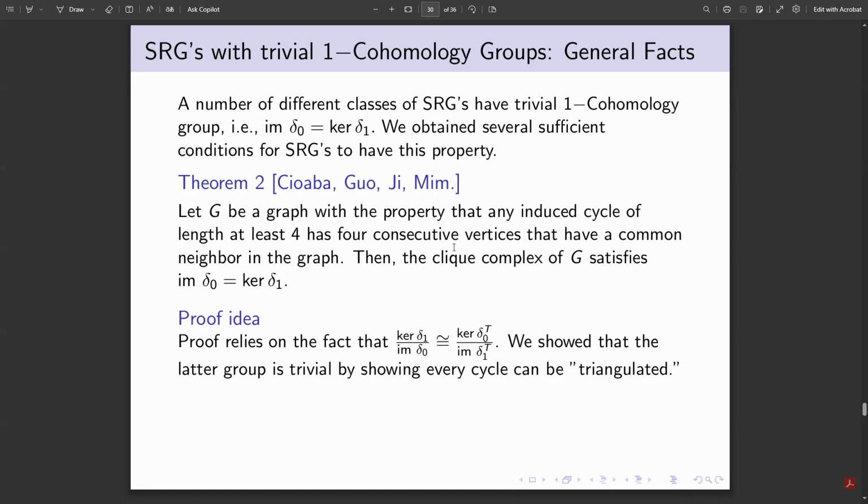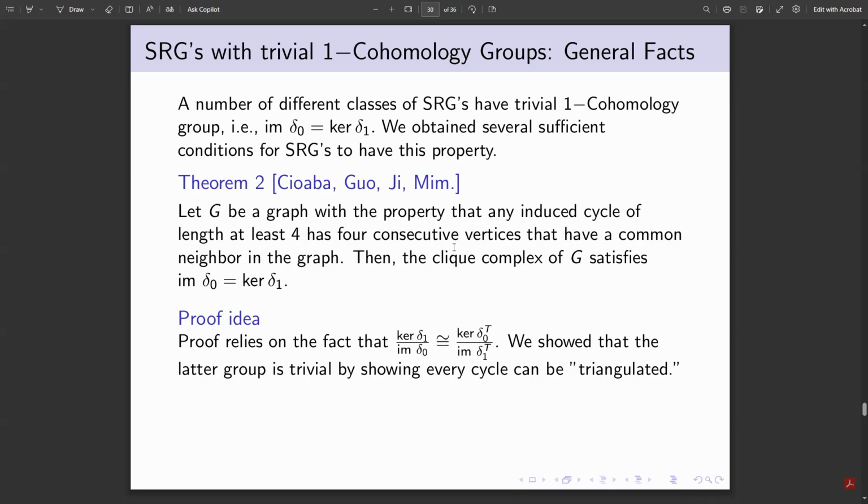So if we can find some sufficient conditions for the graph to be exact at that level, at the vertex level, which is the same as saying the image of delta zero is kernel delta one, that immediately gives us the dimension of the zero eigenspace. So we did find a number of sufficient conditions for that as well.